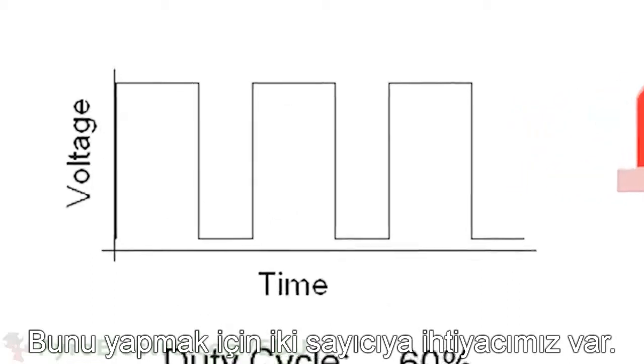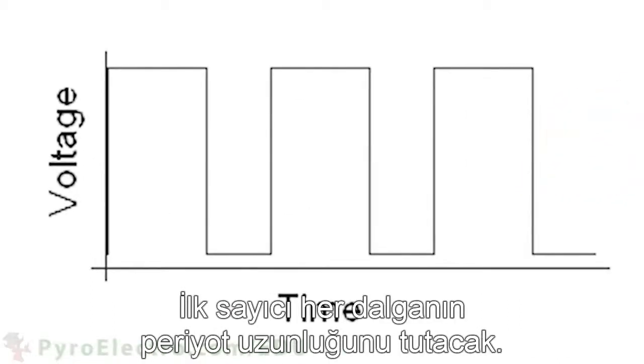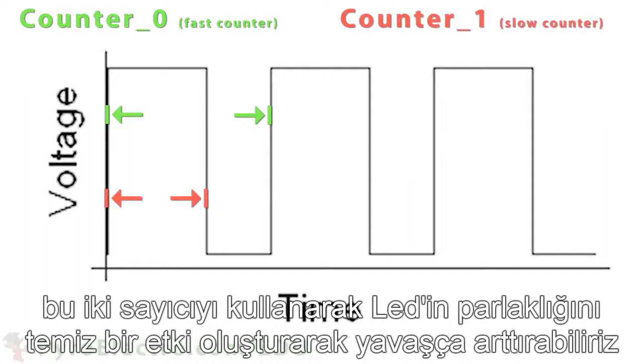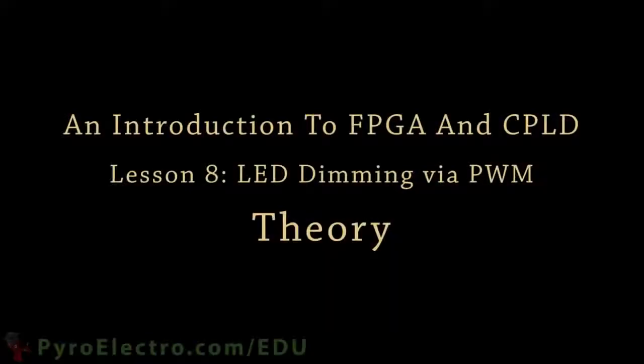To do that, we'll need to use two counters. A first counter that will keep track of the period length of each pulse, and another counter to keep track of and set the duty cycle of the pulse. Using these two counters, we'll be able to slowly increase the brightness of an LED, creating a neat effect.